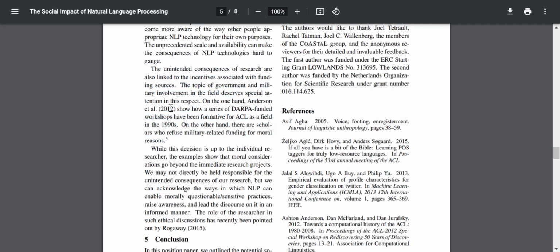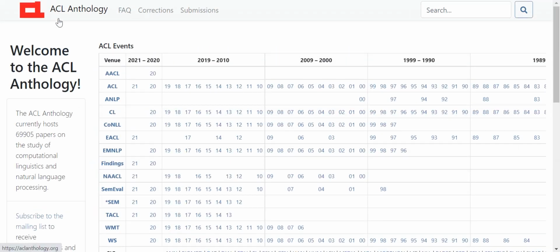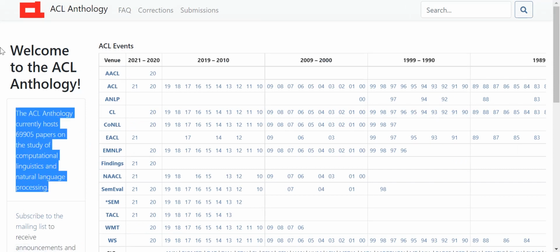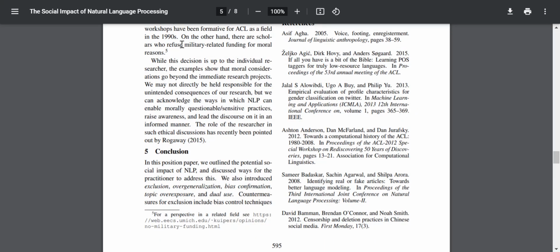Would it violate some privacy concerns? So they've shown that on one hand it helps and set up ACL. ACL is this organization which hosts papers on computer linguistics and natural language processing and holds conferences as well. On the other hand, many people outright refuse. So you have this work which we might have a look at later.